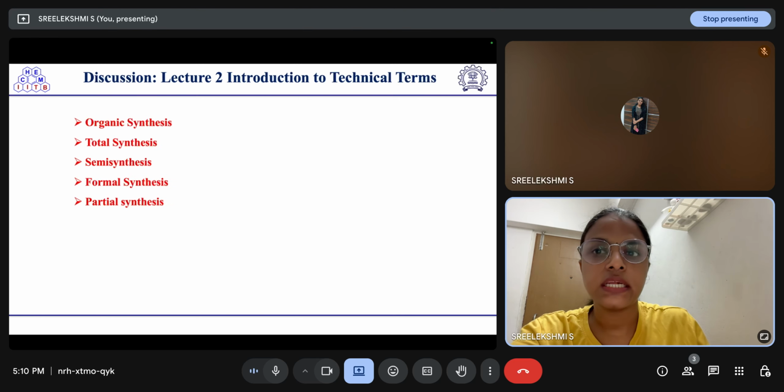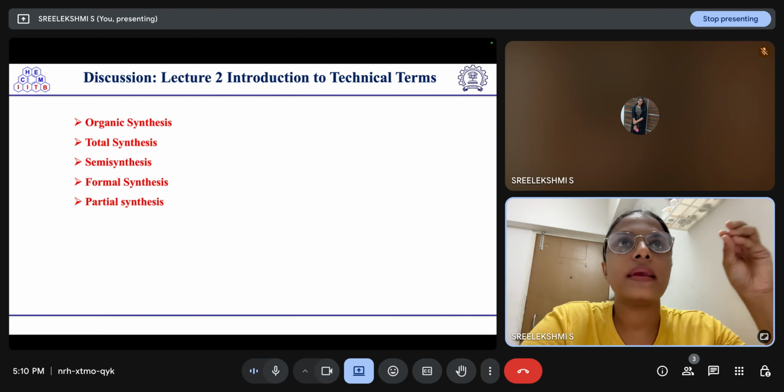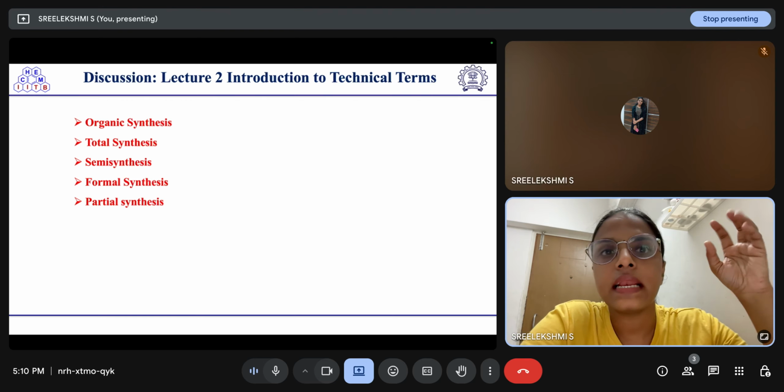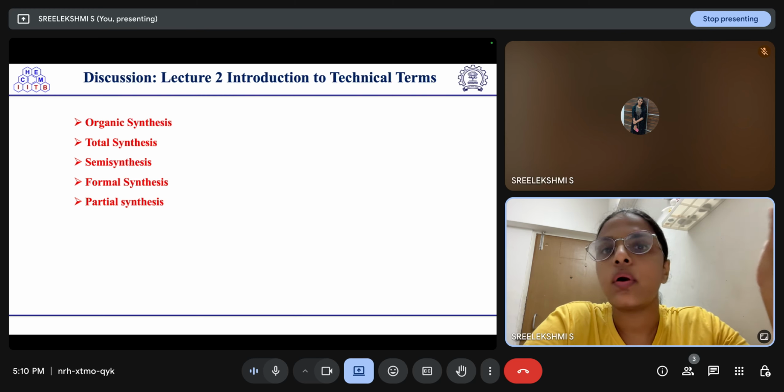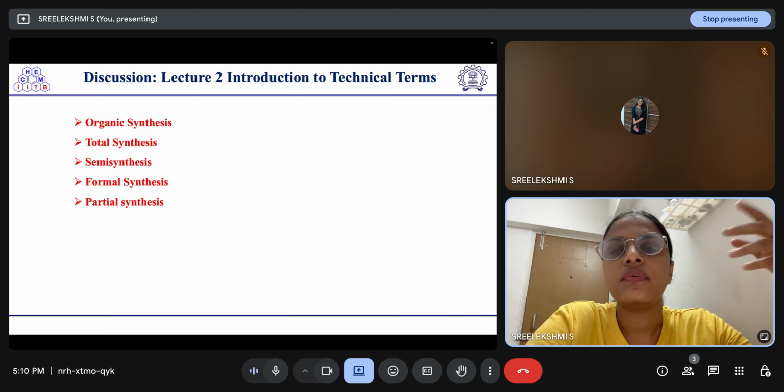Now, moving to lecture 2, we saw several technical terms; it was basically an introduction to these terms. The first one is organic synthesis, basically synthetic organic chemistry, where we deal with reactions and mechanisms. And what is total synthesis?